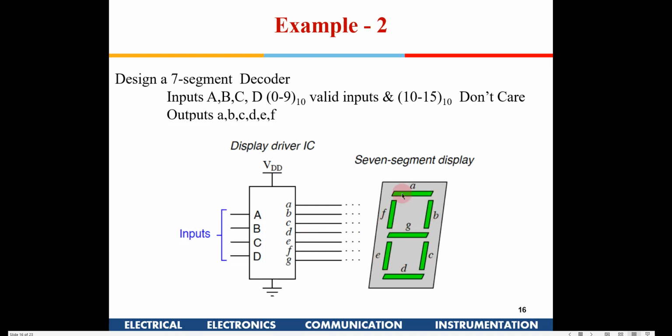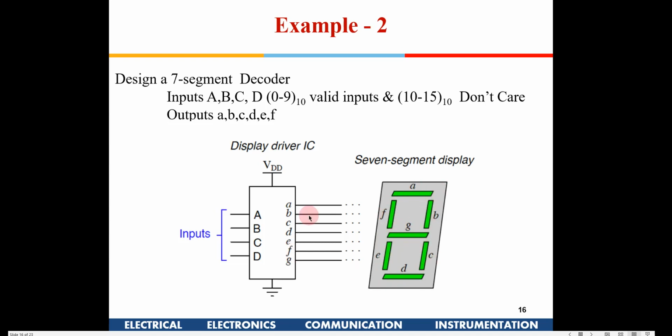Now if I have to display 0, then I'll have to light up A, B, C, D, E and F, and G will be off for 0. Similarly, if I have to have 1 here, then B and C will be lit up, and A, F, G, E and D will be off. If I have to have 2, A, B, G, E, D will be lit up, and F and C will be in the off condition.